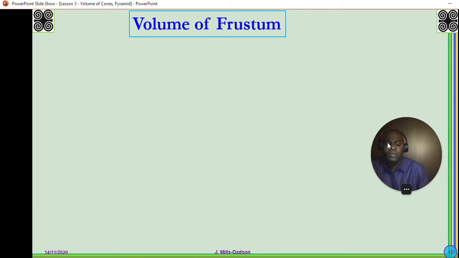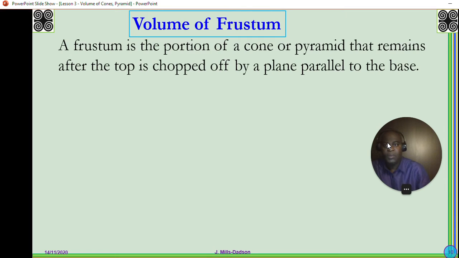Frustum. What is a frustum? A frustum is the portion of a cone or a pyramid that remains after the top is chopped off by a plane parallel to the base.